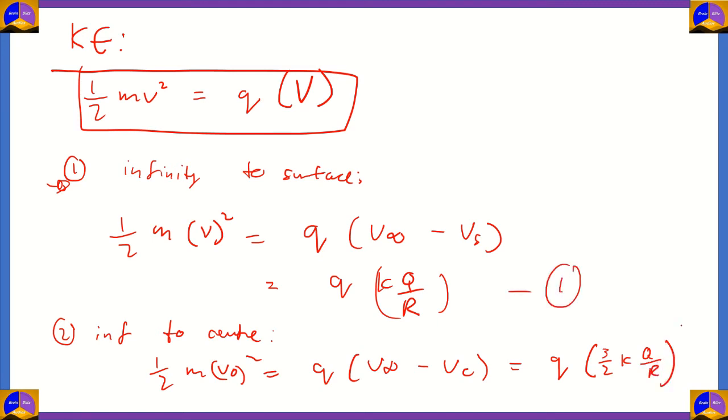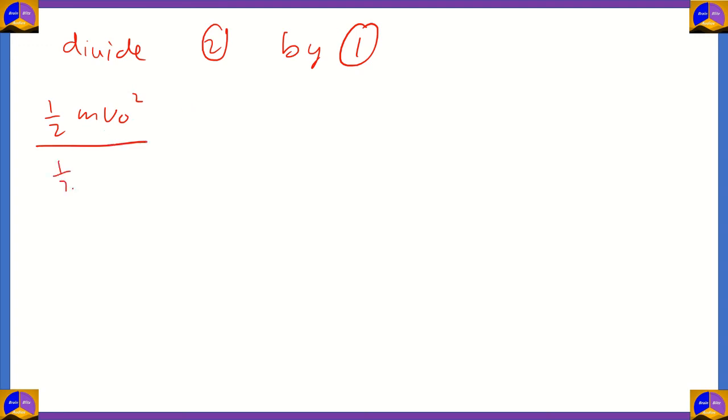Let's take the above equation as equation 1 and this as equation 2. We're going to divide equation 2 by equation 1. So if you take equation 2, that is half mv0 squared, and the denominator is half mv squared, and that is equal to q times 3/2 kq by r whole divided by q times kq by r.